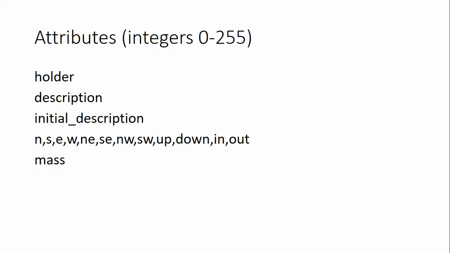So let's look at the attributes of an object. Here they are. So an object tracks who its holder is, that's its parent. So if the player has a lamp, the holder of the lamp is the player.